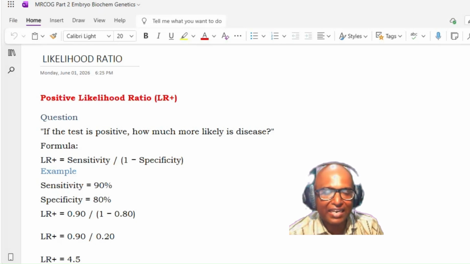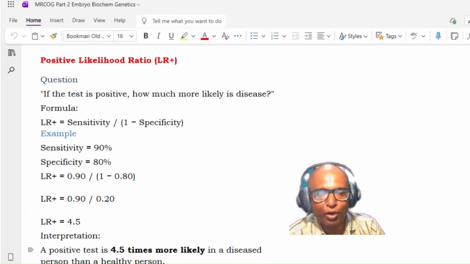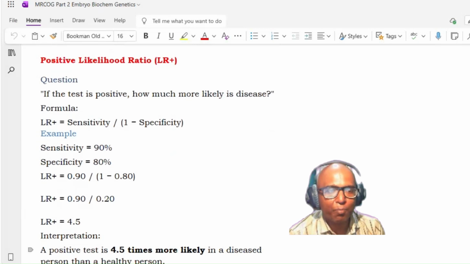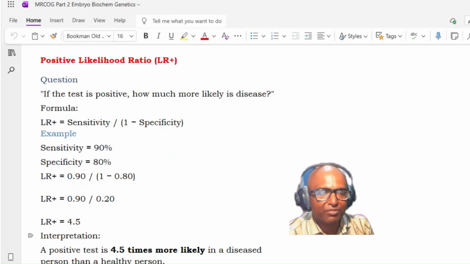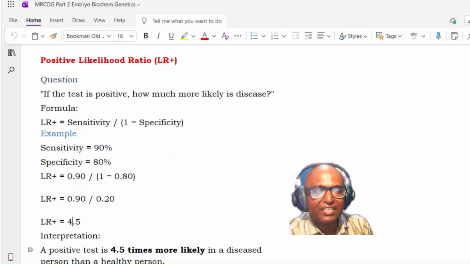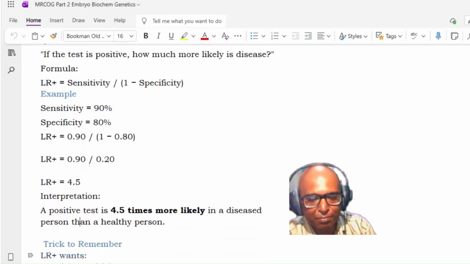Here the sensitivity is 90%, specificity is 80%. So likelihood ratio positive is 0.9 divided by 1 minus 0.8, that is 0.9 divided by 0.2, which is 4.5. So the interpretation is a positive test is 4.5 times more likely in a diseased person than in a healthy person. This is the meaning of likelihood ratio positive.